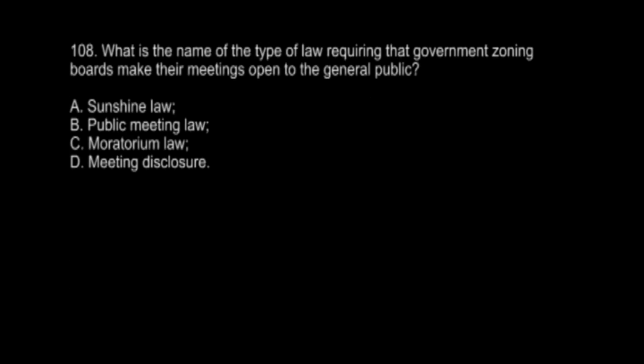108. What is the name of the type of law requiring that government zoning boards make their meetings open to the general public? A, sunshine law; B, public meeting law; C, moratorium law; D, meeting disclosure.